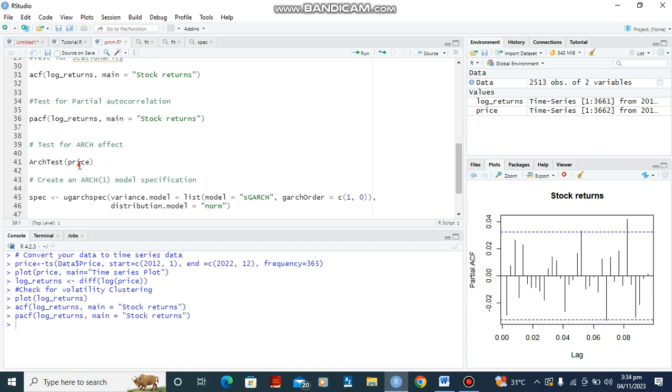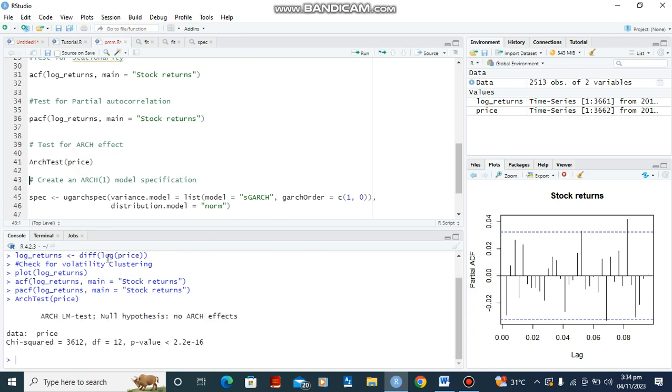To do this, we are going to use the ARCH test on our time series data. So we do Control Enter. Now look at our result under here. The null hypothesis is telling us that there is no ARCH effect. Now let's go down to the p-value. The p-value is lesser than 0.05, and this means that we are going to reject the null hypothesis and accept the alternate hypothesis, which says that there is an ARCH effect.